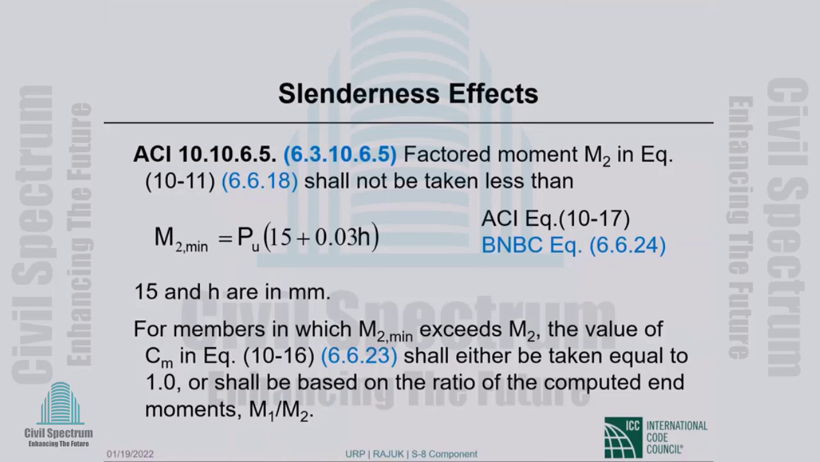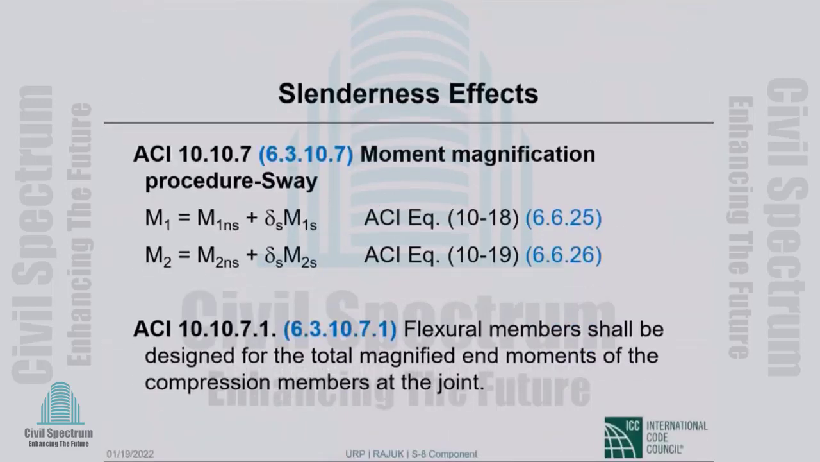For members in which M sub 2 minimum exceeds M sub 2, so the actual end moment is small, the value of C sub m shall either be taken equal to 1 or shall be based on the ratio of the computed end moments M sub 1 over M sub 2. In calculating C sub m, you will not use the minimum value of M sub 2. You will use the calculated value. I think you will understand this if you just read. So the point is that there is a minimum end moment that 318 is imposing.